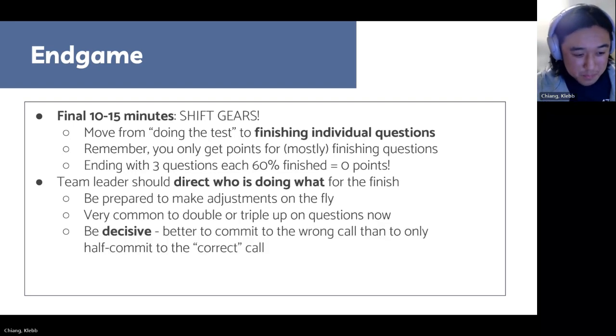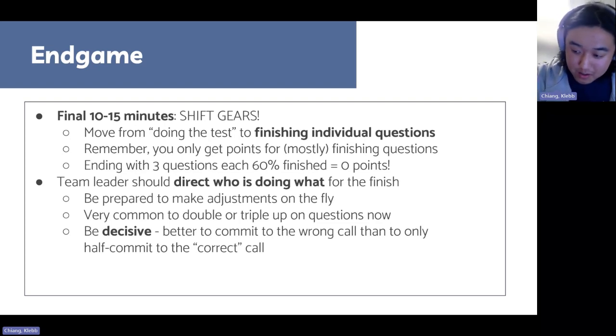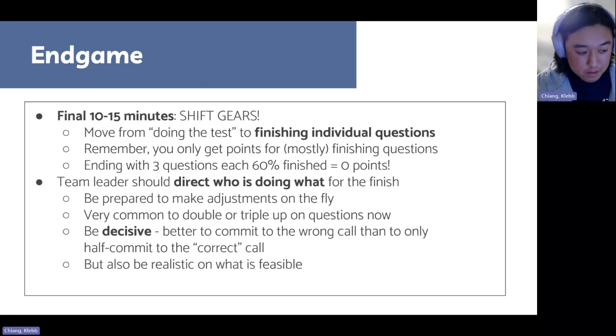Okay. Last thing is the next thing, be decisive. So it's okay if you make a bad call. Like if your team leader makes a bad call, that's okay. It's better to commit to it than half commit to what would theoretically be the correct call, because you're not finishing anything anyway. So you might as well just commit to it. And if it goes wrong, it goes wrong. But just kind of keep that in mind. Make sure you have a unified vision of what's going on.